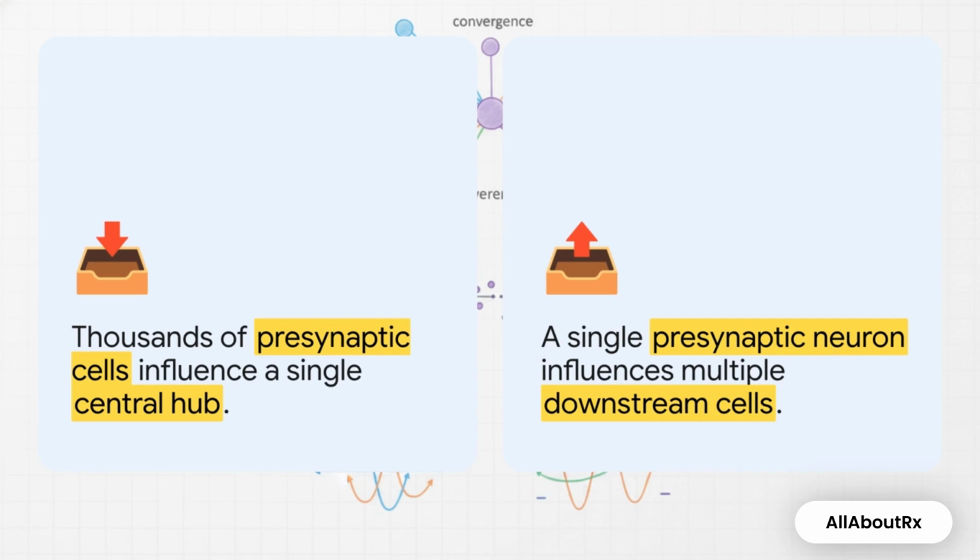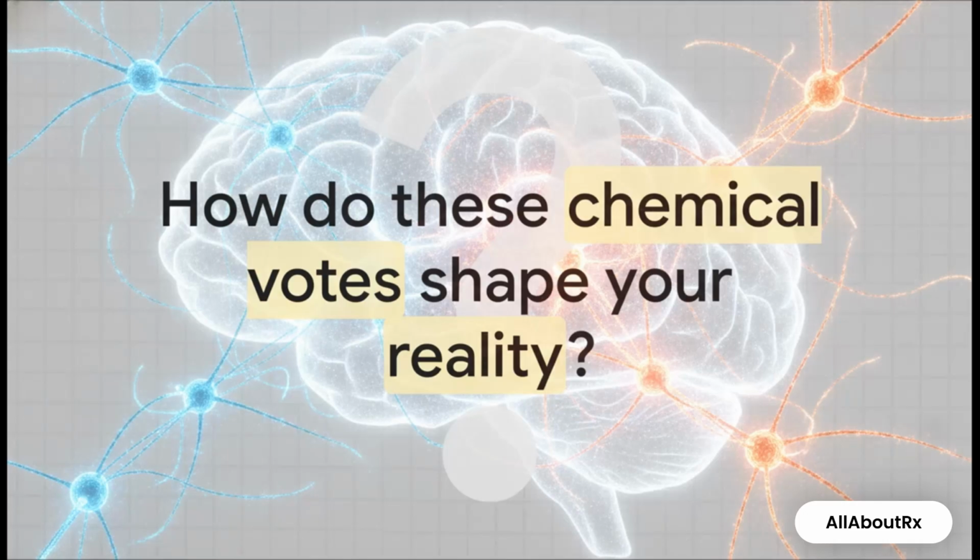Divergence is the exact opposite. A single presynaptic neuron branches out to simultaneously influence multiple downstream postsynaptic neurons. Every single neuron is basically acting as both a receiver of converging information and a distributor of diverging information all at once. It really makes you sit back in awe of the machinery inside our heads.